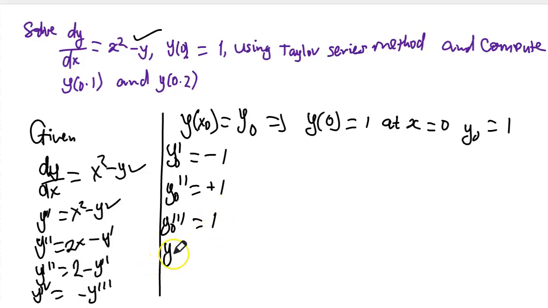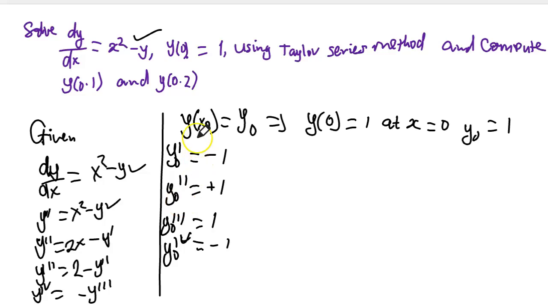So what is y naught power 4? Y naught power 4, this is going to be negative y triple prime. That means it is negative 1. So you have to pay attention to this.